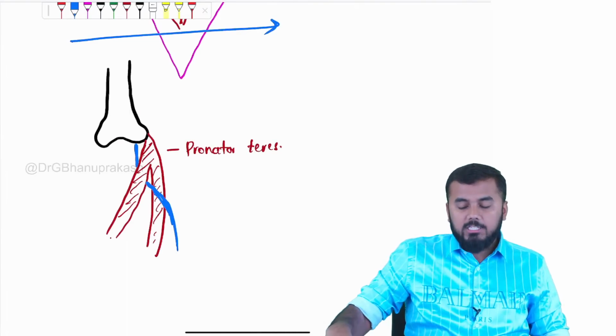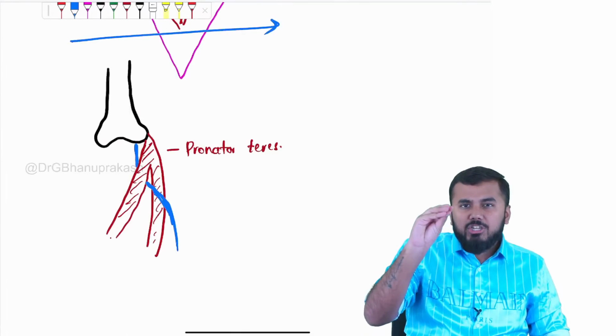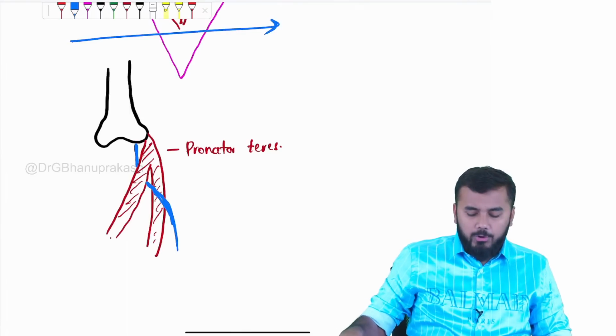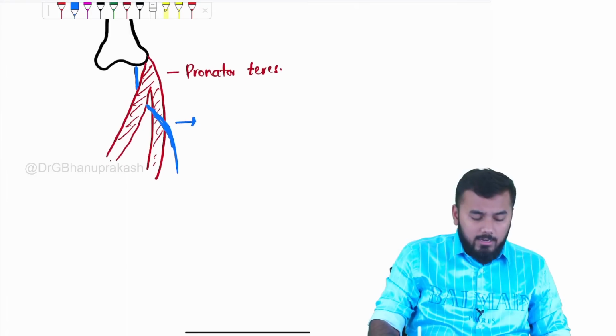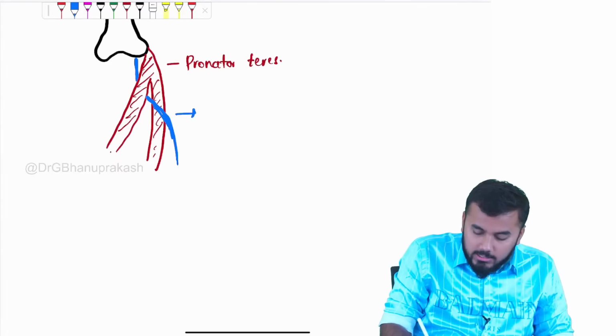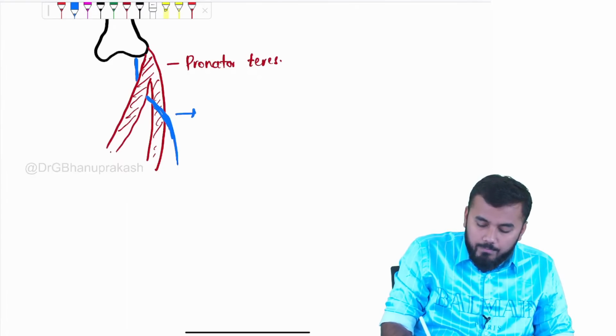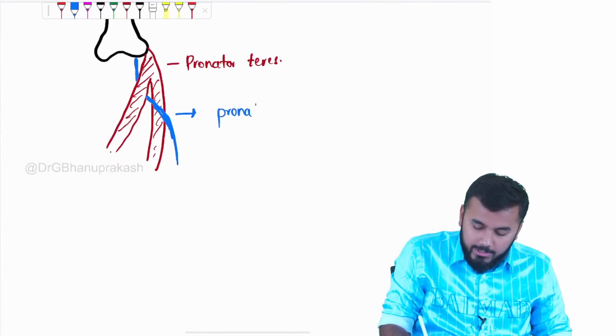So as it is passing between this pronator teres, sometimes there can be compression of pronator teres. When there is compression of pronator teres, medially this median nerve will be there, right? So this median nerve will be compressed. This median nerve compression is called pronator teres syndrome, right?